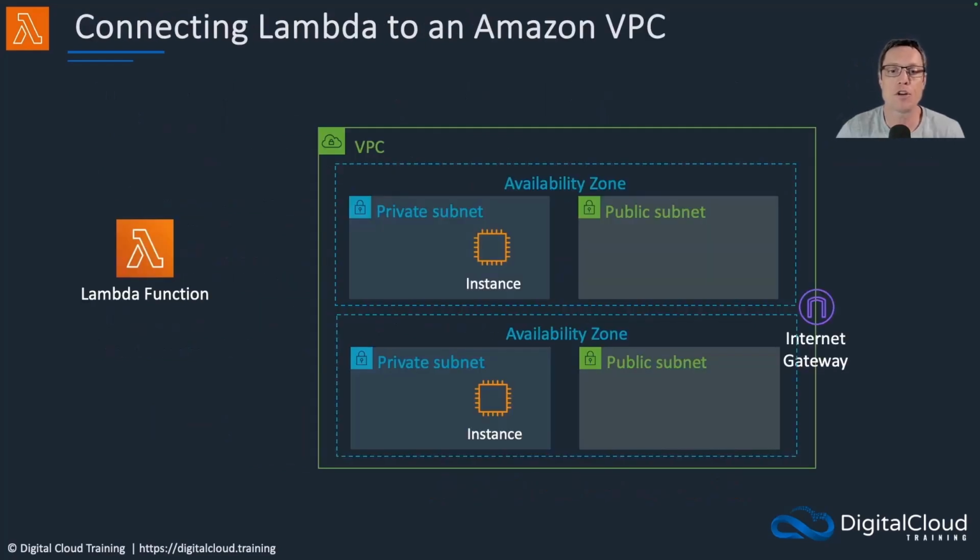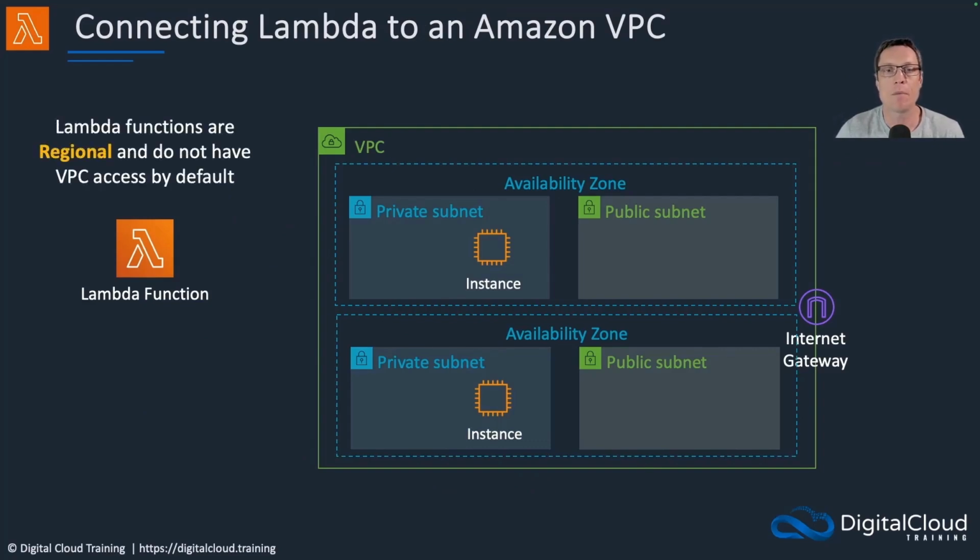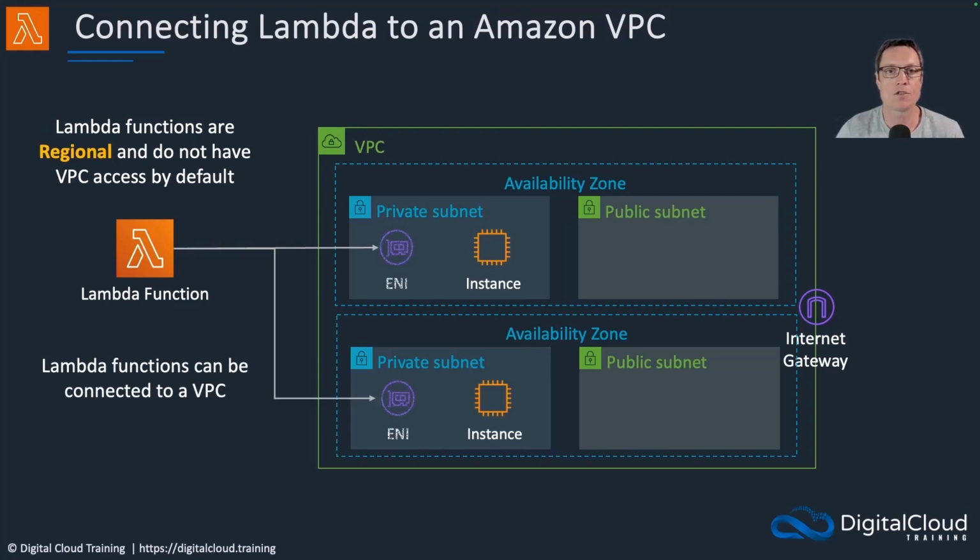If we want our Lambda function to access resources within a VPC, we can connect the Lambda function to the VPC. So remember that functions are regional and they don't have access to a VPC by default. So what we need to do is connect to the VPC, and what will happen here is we'll define the subnets we want to connect to, and Lambda is going to create an elastic network interface in those subnets. Now, we do of course here need the function to have the relevant permissions for EC2 to create the ENI, so that has to be in the task execution role.